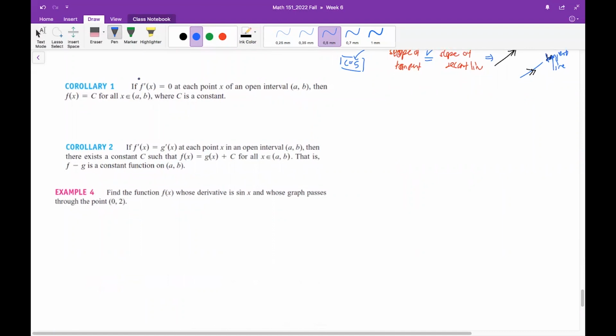Look at the first one. If f prime is 0 at each point of an open interval, then what happens? If this is the case for all values of the interval (a, b), then you can conclude that your function is a constant function, in fact. Okay, this is a corollary of the mean value theorem, meaning that you can easily make a quick proof of it by using the mean value theorem. So let's put here a quick proof.